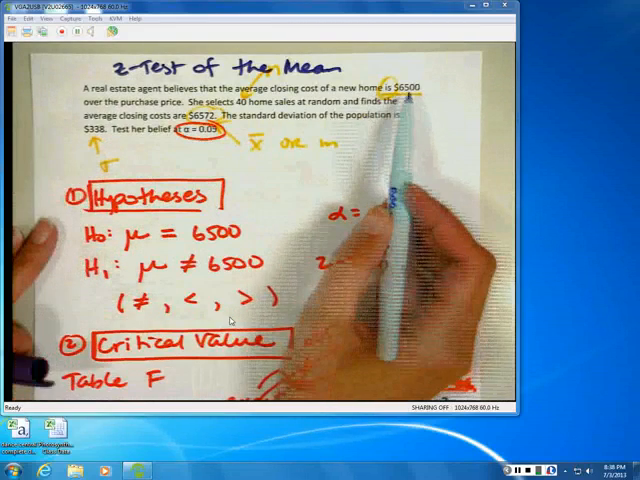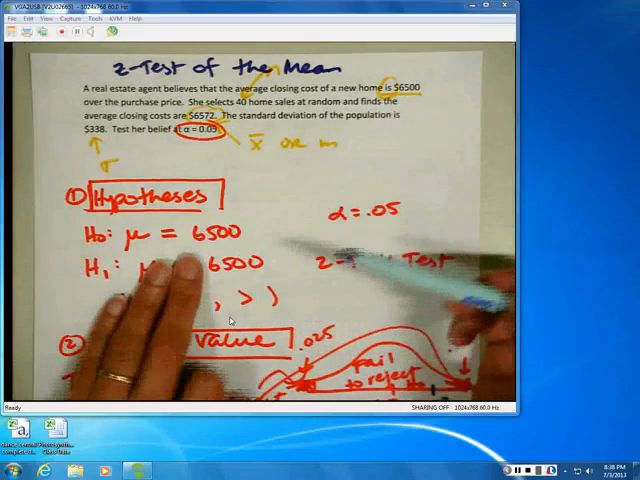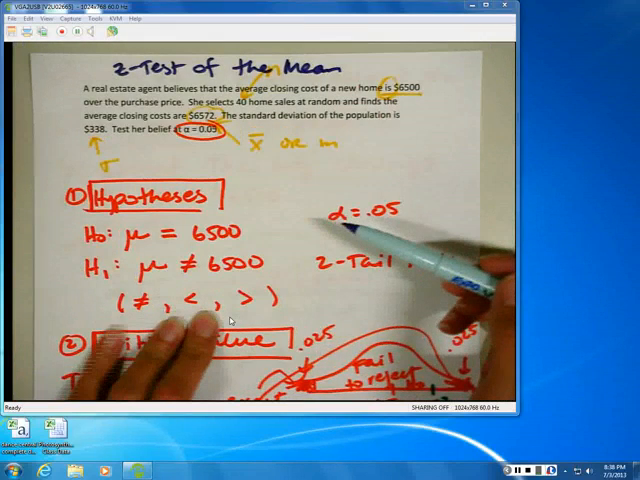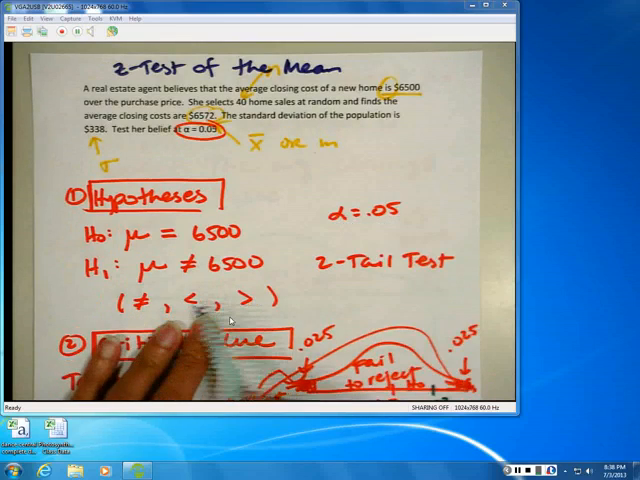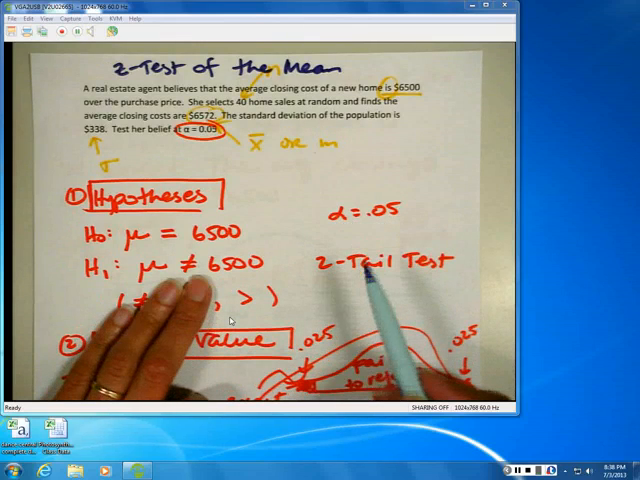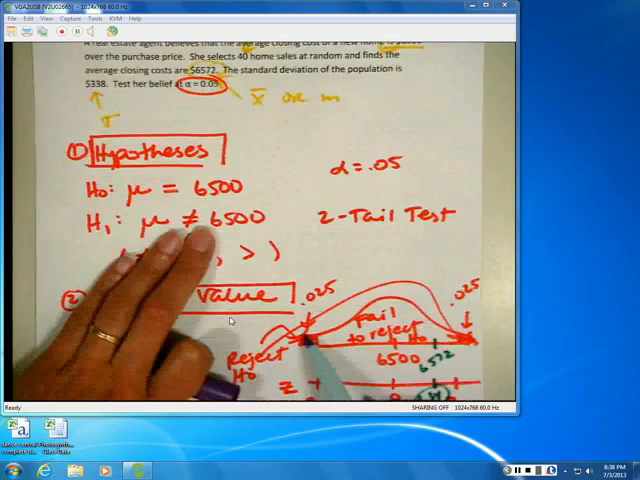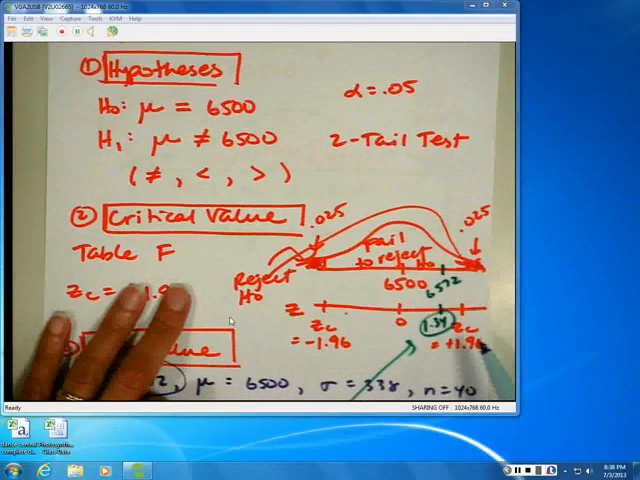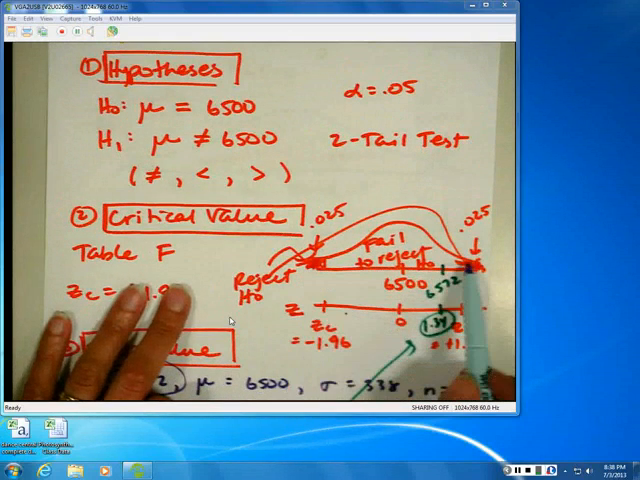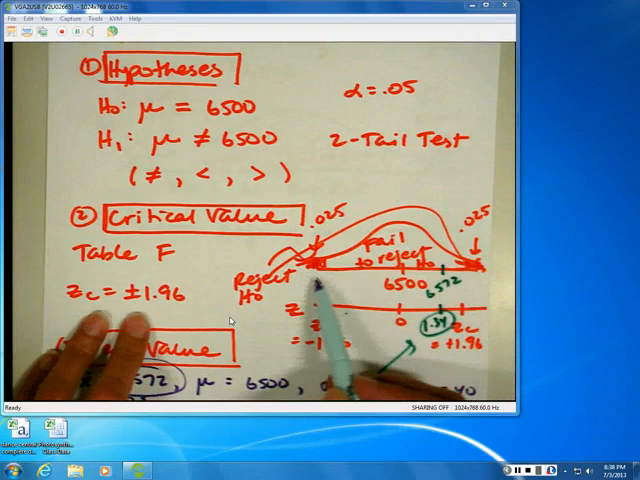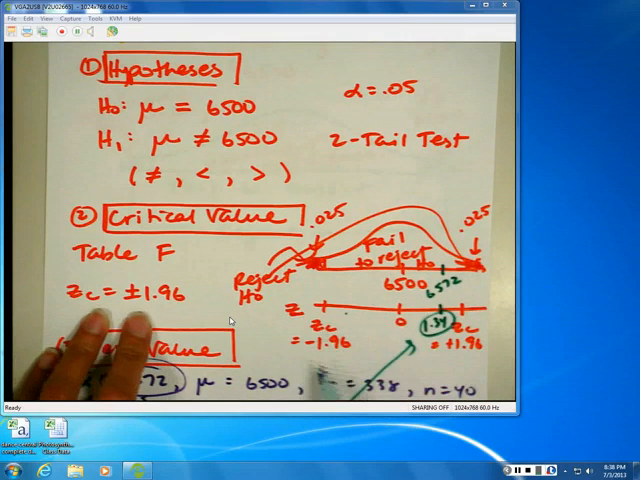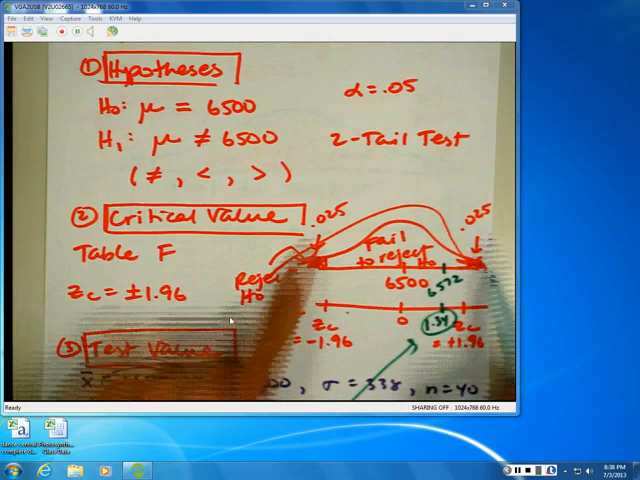We came up with the hypotheses. The null hypothesis always has the equal sign in it. The alternative hypothesis has one of the three inequalities: not equals, less than, or greater than. Because this was not equals, it was a two-tail test, which means it could be either less than or greater than. We used table F to find the critical value. Because it was a two-tail test and we had both tails, the critical z-score cut off the lower tail with a negative 1.96, and the positive z-score cut off the upper tail with a positive 1.96. These were the z-scores that cut off the rejection region.